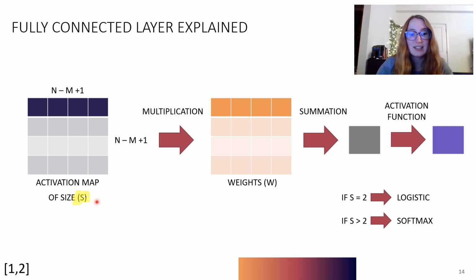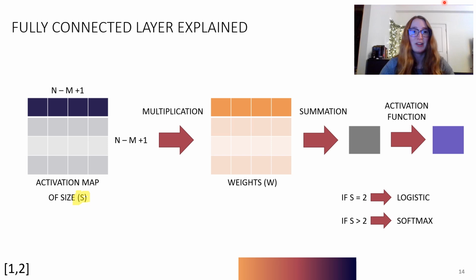However, if this S, this size value, is anything greater than 2, we're going to know that we need a softmax activation function instead. So you can think of applying this activation function as multiplying the input by a certain weight matrix. This layer is called the fully connected layer because each input value corresponds to an output value.